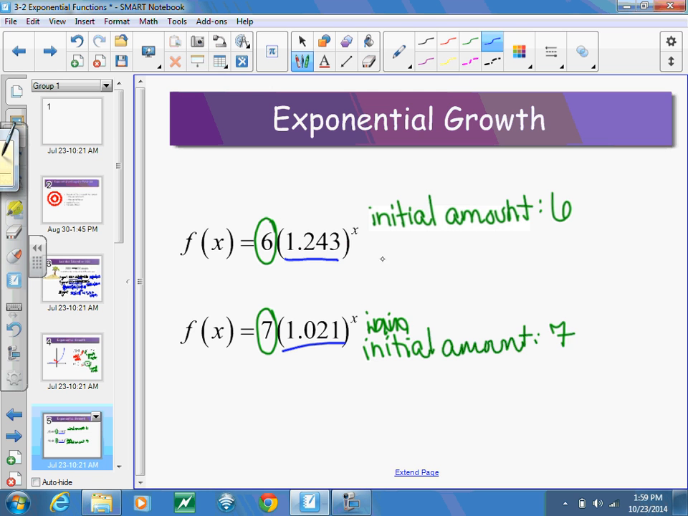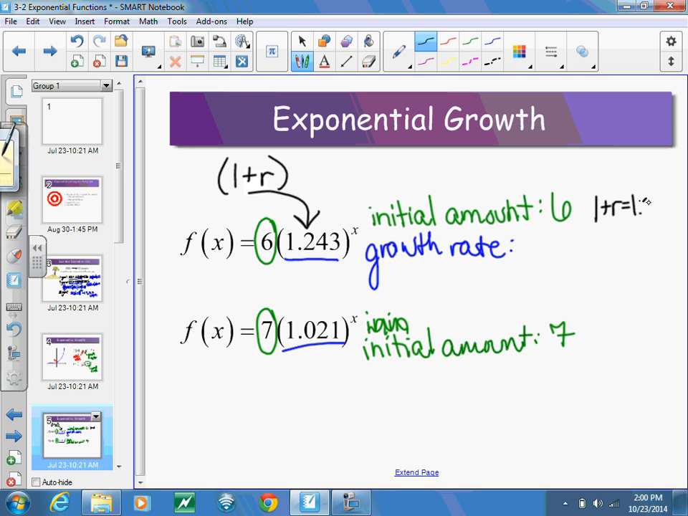Now to figure out what our growth rate is going to be. There's a difference between the growth rate and the growth factor. Our growth factor is 1.243. Now our growth rate is going to be looking at what we are adding on to 1, because 1 plus r is what is giving us our growth factor. So if I think of 1 plus r is equal to 1.243, I know that if I subtract 1 from both sides, I get 0.243.